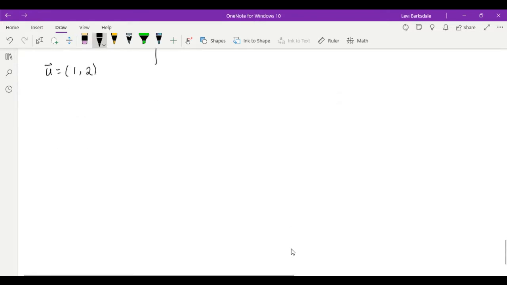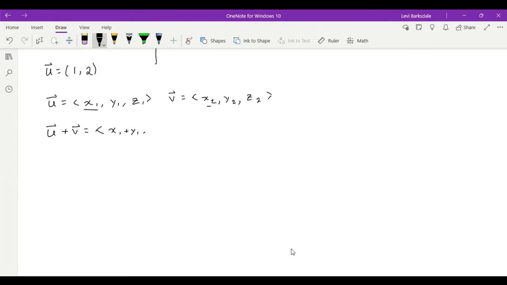If we wanted to add two vectors, we just add them by components. So let's say that vector u is (x1, y1, z1), and v is (x2, y2, z2). Well, then we can just add our two vectors by taking the first component and adding them together. Oh, x1 plus x2, sorry. y1 plus y2, and then z1 plus z2.